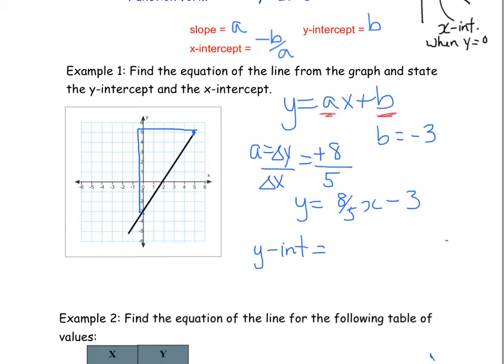The question asks us to state the y-intercept. Well, we already know the y-intercept is negative 3. That's my b. And let's look at the x-intercept. You can do the calculation that we have here, negative b over a, but you don't need to. Just looking at the graph, we can see that the x-intercept is 2. The graph crosses the x-axis at 2. So we can write our 2 right here.